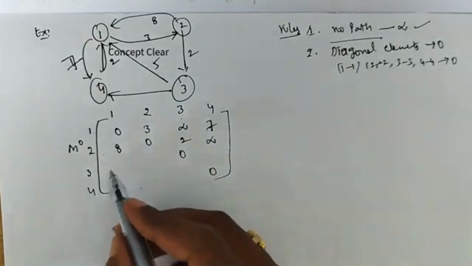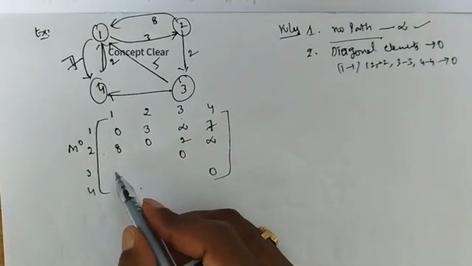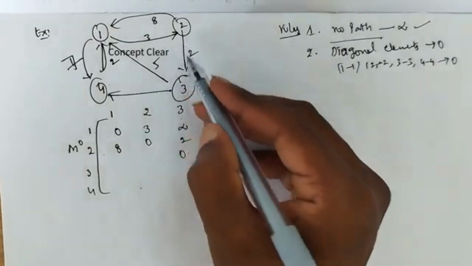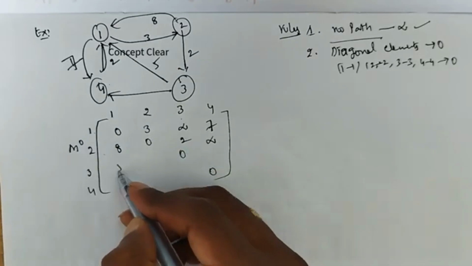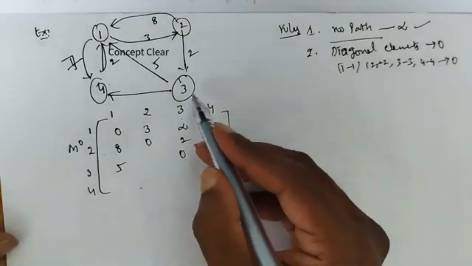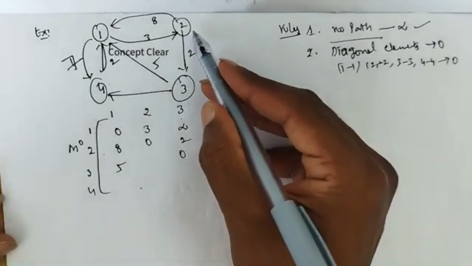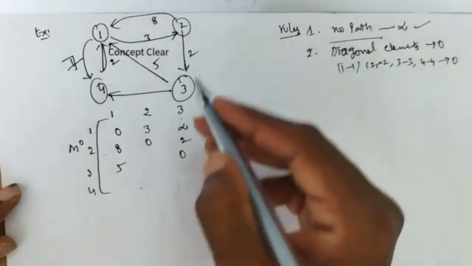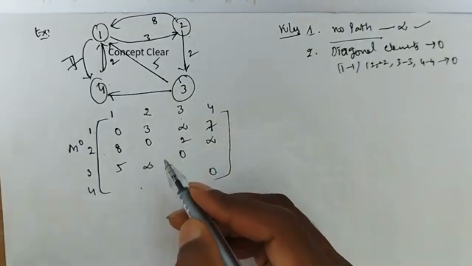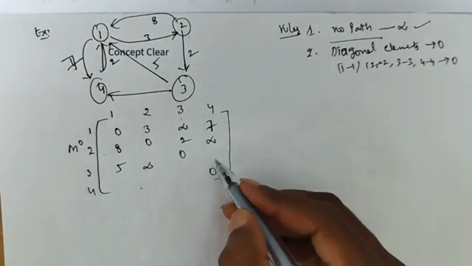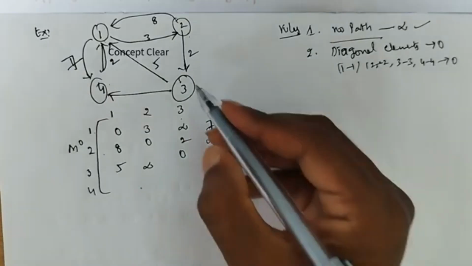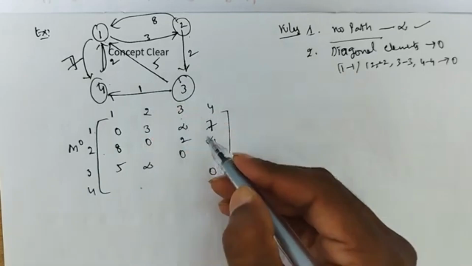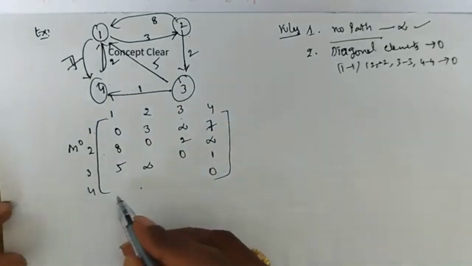infinity. And what about 3 to 1? The 3 to 1 value is 5. Next one, there is no value between 3 to 2. The only value is from 2 to 3, but there is no value from 3 to 2. So what is the value here? Infinity. And here it is vertices, 0. Here also, 3 to 4 is 1. So it is 1.